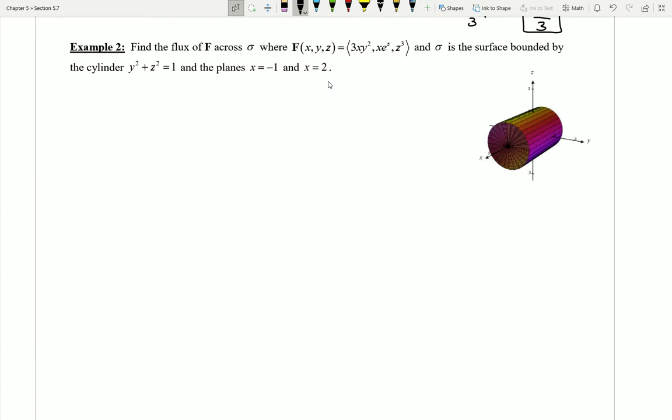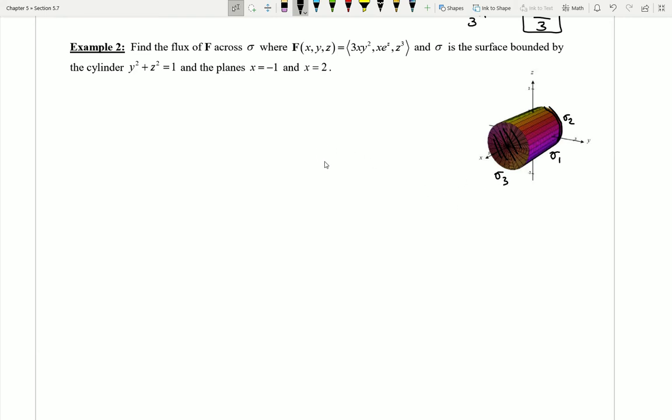Now, I have a couple different ways I can attempt to do this. And I can see here that one of these ways is going to be significantly easier. If I was to think about this in terms of section 5.6, I would recognize that my surface sigma is actually composed of several different surfaces. I have this cylindrical part, which I could call sigma 1. I have this back circular part over here, which I would call sigma 2, and this front circular part would be sigma number 3.